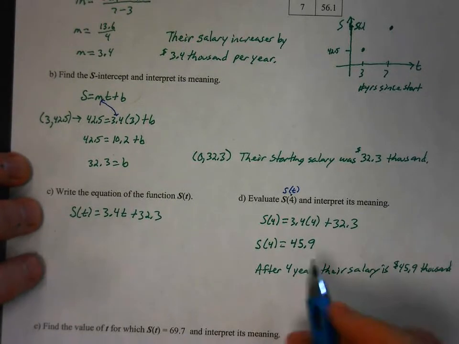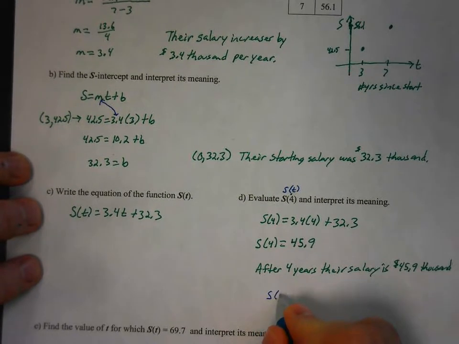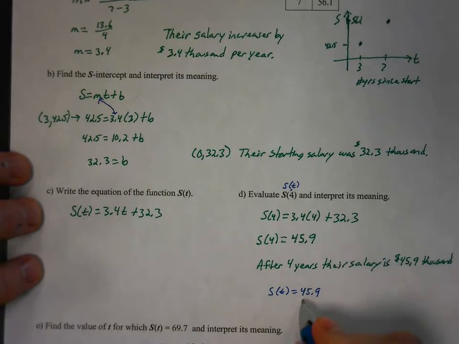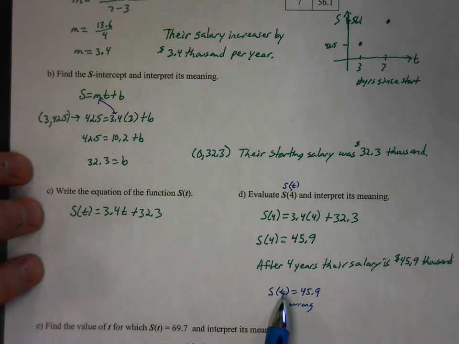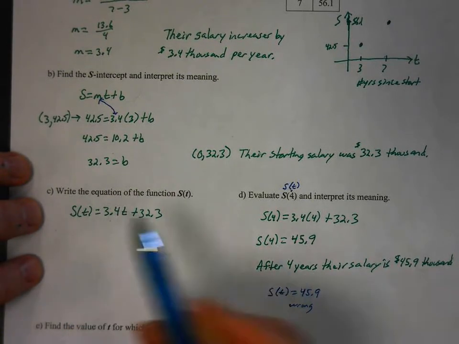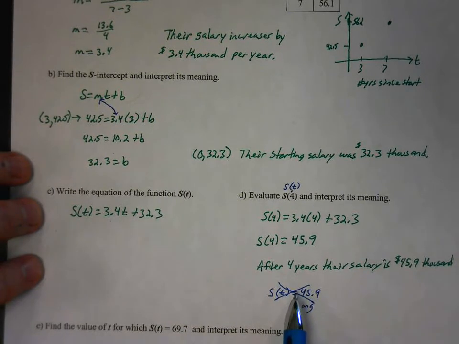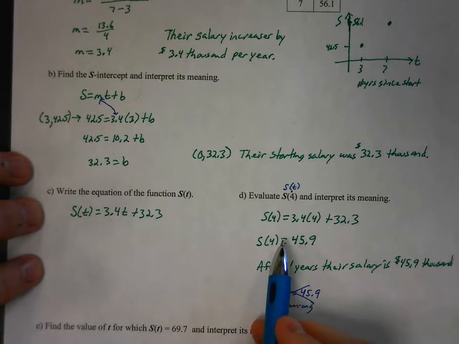One thing I will point out is that some students will write down here, they'll say s of t equals 45.9. That is wrong, because we know that to get 45.9, the t value had to be 4. S of t is this function over here, 3.4t plus 32.3. Once you substitute the number in there, it's no longer s of t, it's s of the number. So writing it this way will be wrong. This is the correct way to write it up here.